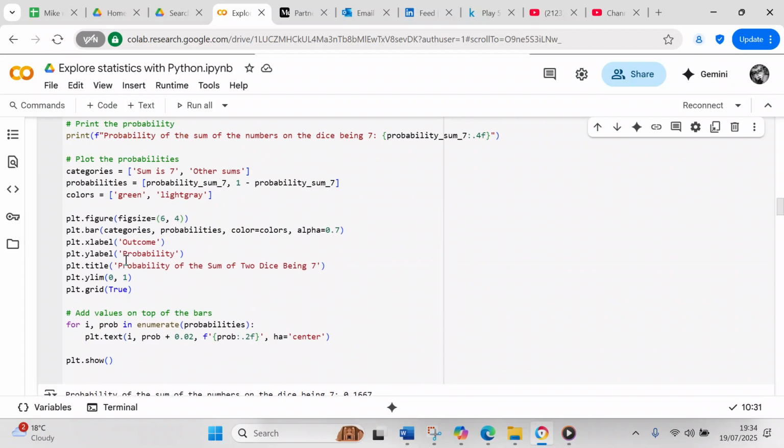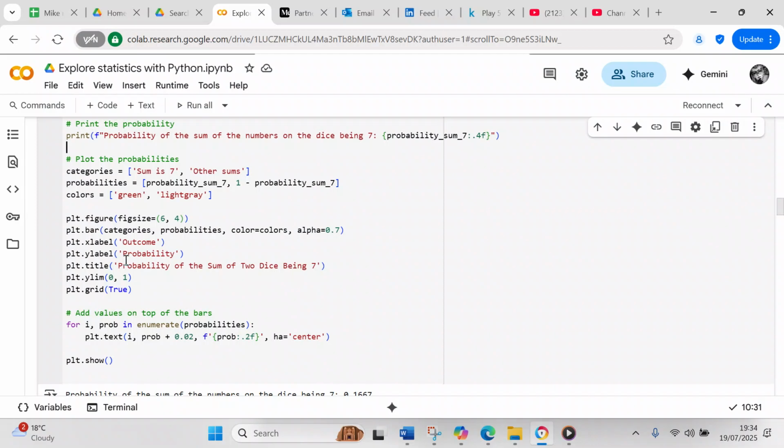So now we're going to plot the probabilities. So categories equals sum is 7, comma, other sums. Probability is probability sum 7, comma, 1 minus probability sum 7. So the probability is either going to be 1/6 or 5/6. So colors is going to be green, comma, light gray. And then what we're going to do is we're going to create a bar chart to plot our work.